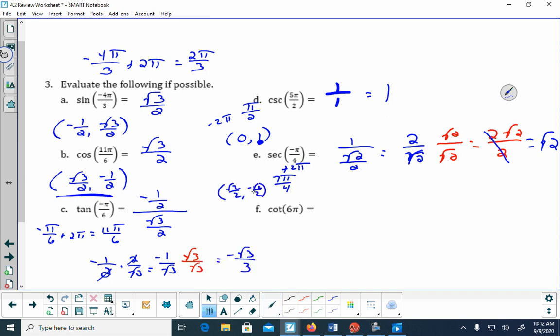The last one is cotangent of 6 pi. If I subtract 2 pi, that gives me 4 pi. Subtract 2 pi, and that gives me 2 pi. Or I could subtract 2 pi again, doesn't matter. The ordered pair for that is going to be 1, 0. Cotangent is the cosine, which is 1, over the sine, which is 0. So 1 divided by 0 is undefined. And those are my 6 values for those 6 different angles.